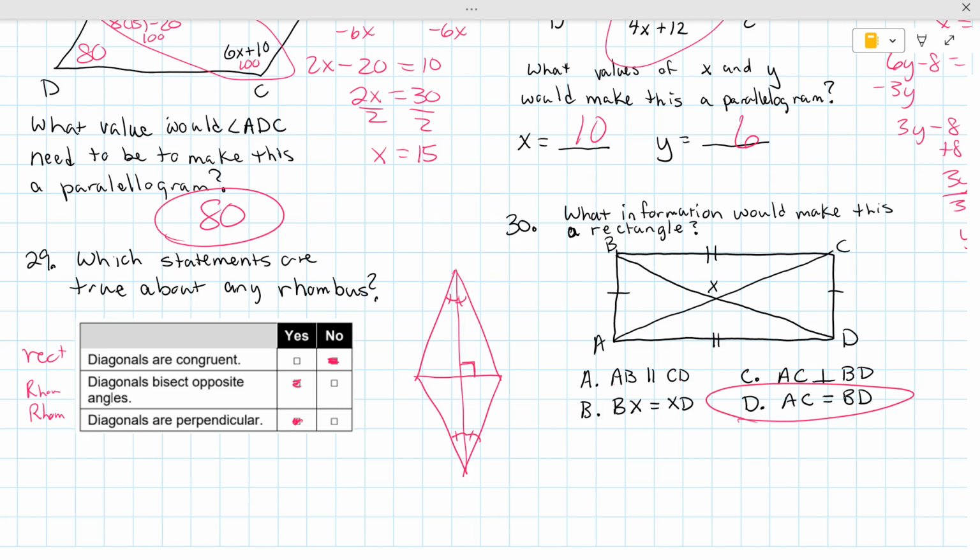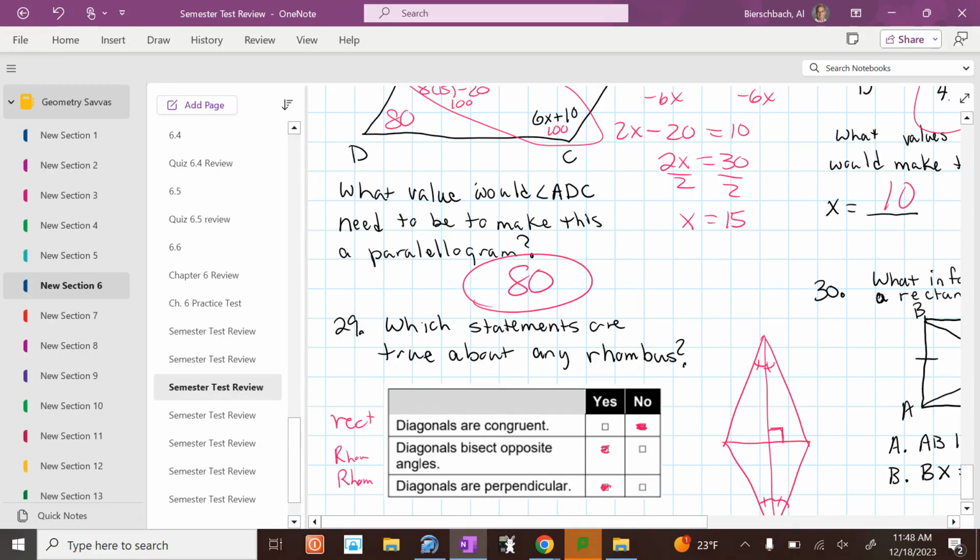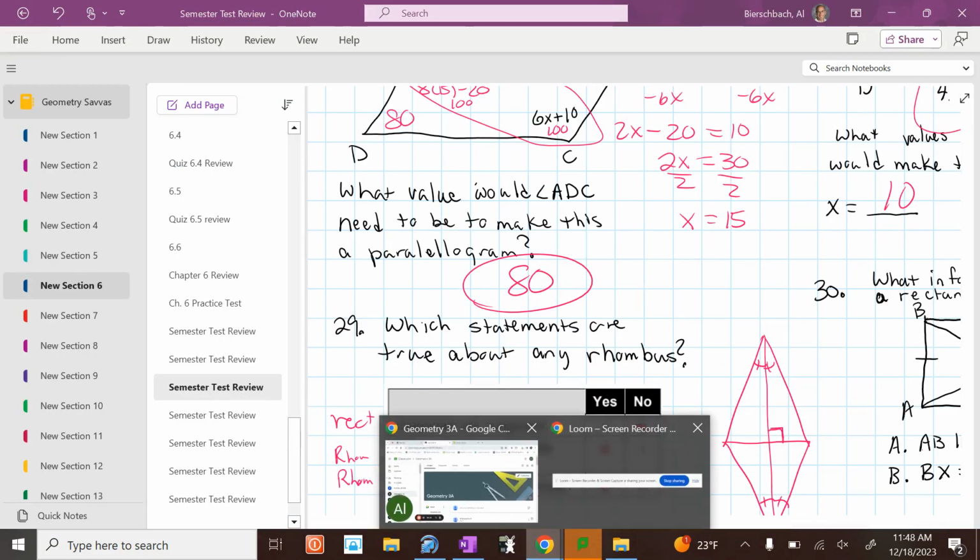So know your properties for rectangles and rhombuses, because questions like 29 and 30 won't be exactly like this, but they'll be in that ballpark of what's a rectangle, what's a rhombus, and knowing the properties of them, which we just went over last chapter. Okay? So, any major questions for the test?